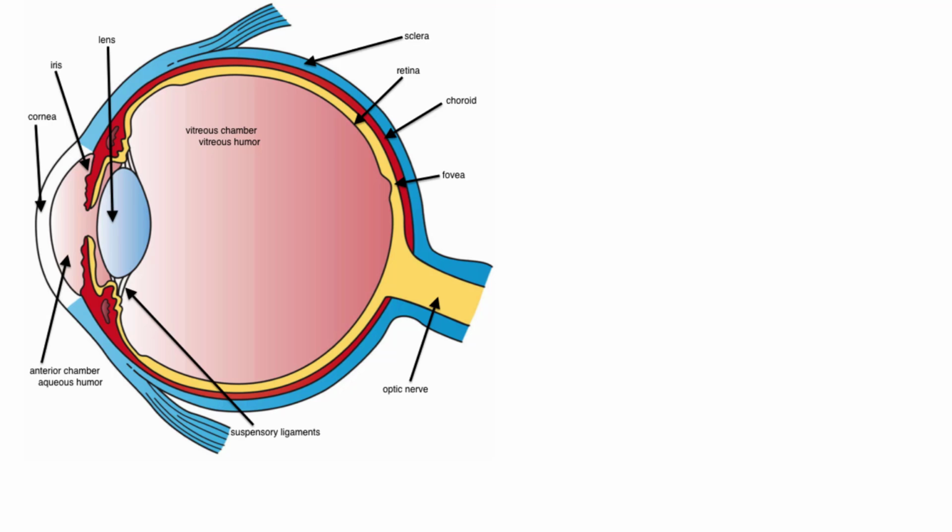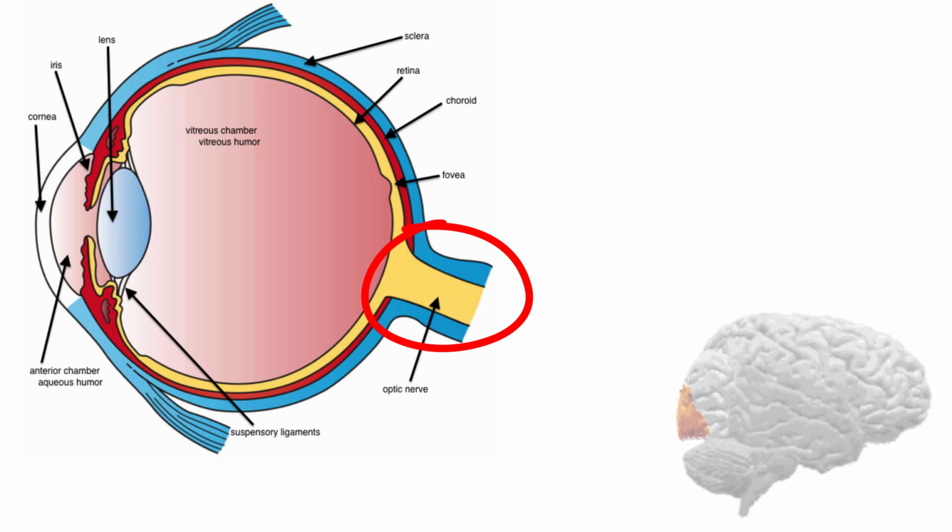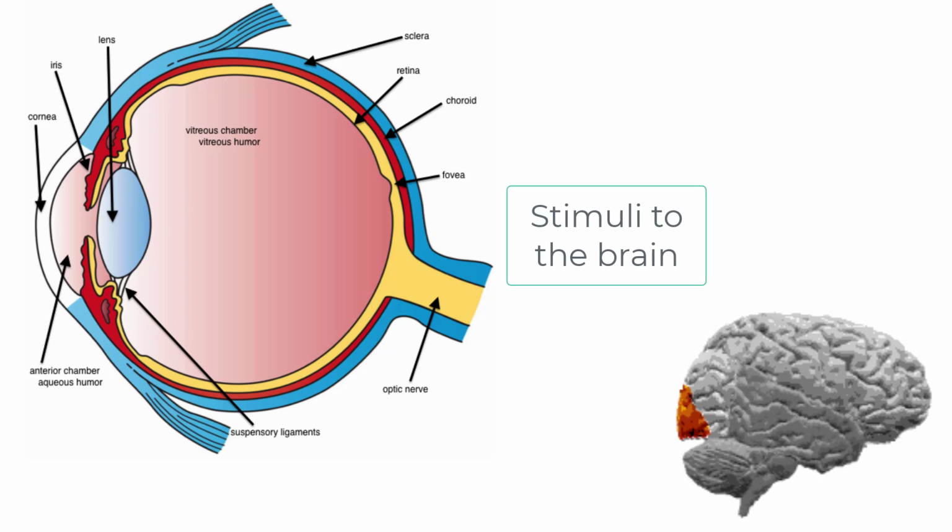nerves that form a bundle at the back of the eye called the optic nerve. The optic nerve then flows to the brain where the information of the light is returned as stimuli to the brain that's then interpreted as the different colors.